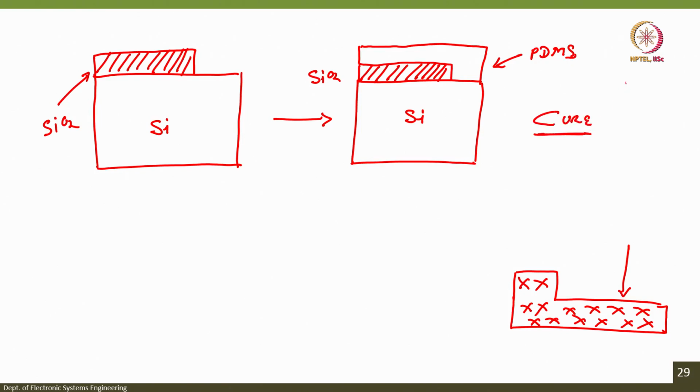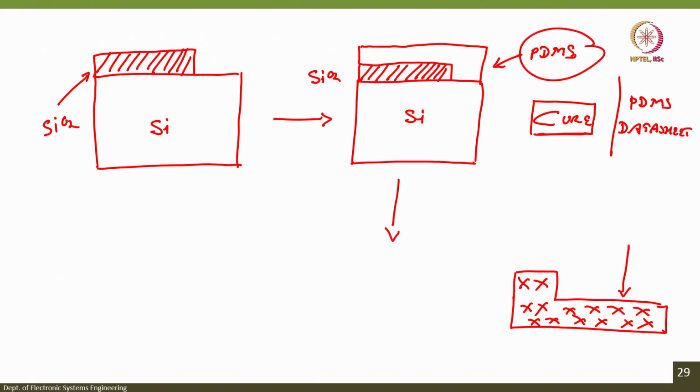In the PDMS data sheet, you will find the parameters for curing the PDMS. Okay. So, once you cure it by heating it at a certain temperature in an oven, right, then you can strip this off. You can strip PDMS from the mold. If you do that, you have to strip it off.